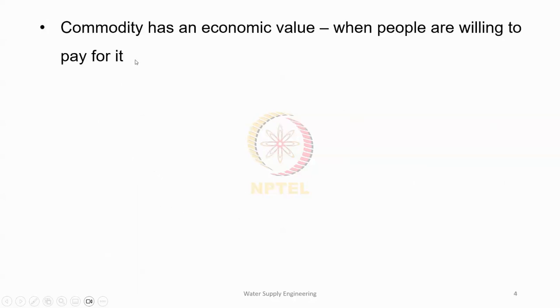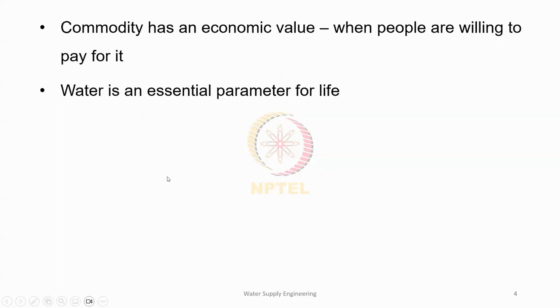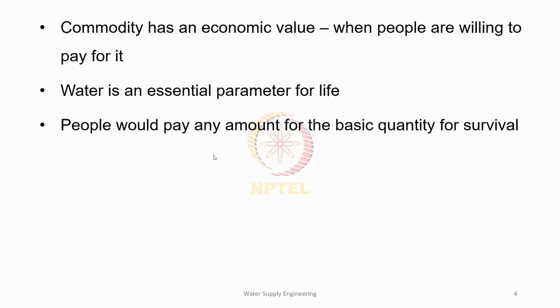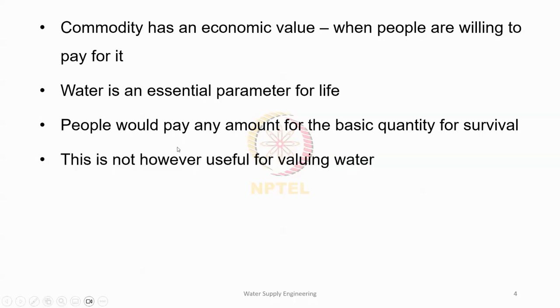A commodity has an economic value means that the people are willing to pay for it. Only when people are willing to pay for it, we say that that particular commodity has an economic value. When it comes to water, it is an essential parameter for life, and when it is required for existence or survival, people would pay any amount. But as I said, once the requirement is met, only then is its actual economic value defined.